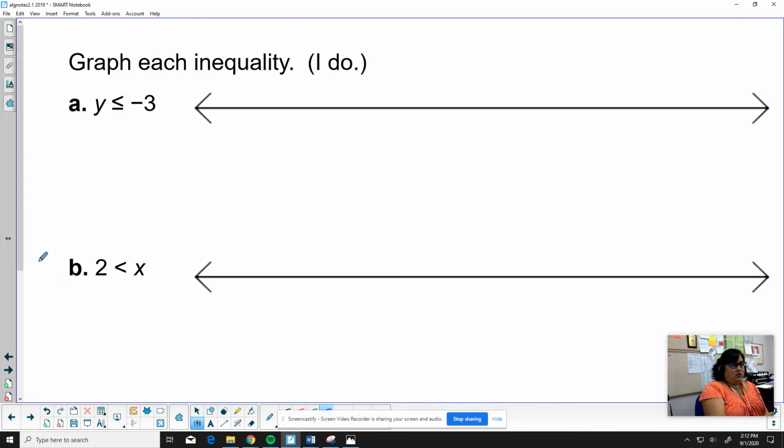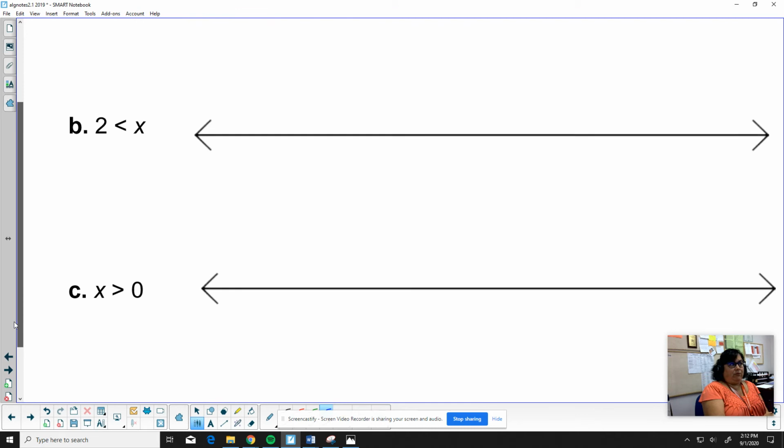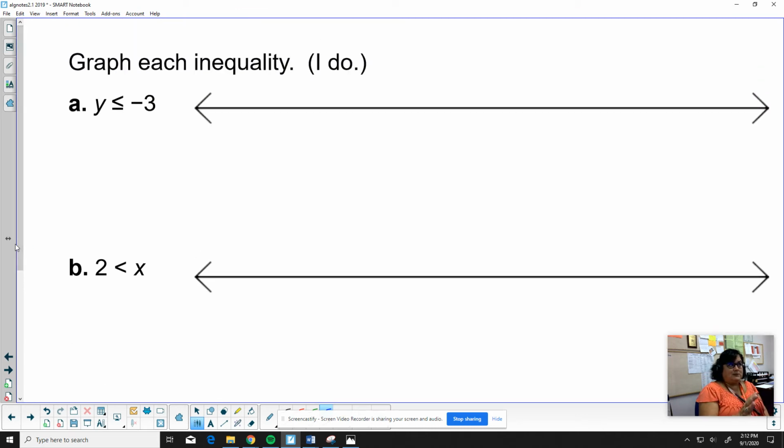All right, your turn. You try this. You've got 3 of them here. Press pause and try all 3. Draw the line on your paper, put the -3 in the center, decide if it's open or closed and which way you shade. Go ahead and give that a try.